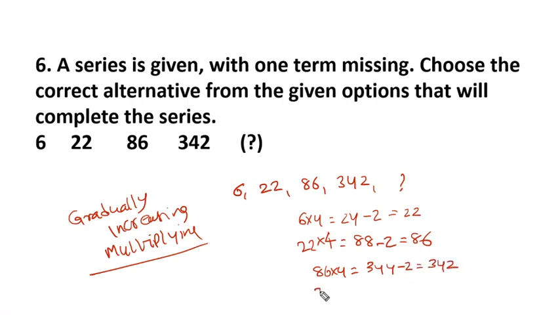Apply the same concept here. 342 into 4: 2 fours are 8, 4 fours are 16, 1 carry, 4 threes are 12, plus 1 carry, 13. So into 4, minus 2, 1366. So our answer will be 1366. Okay, let's go for the next question.